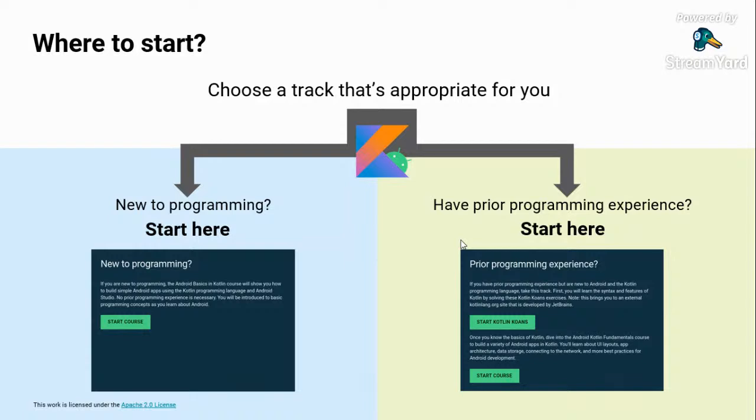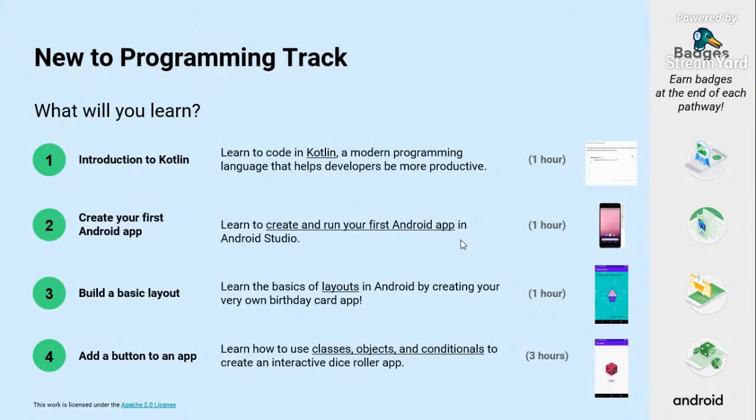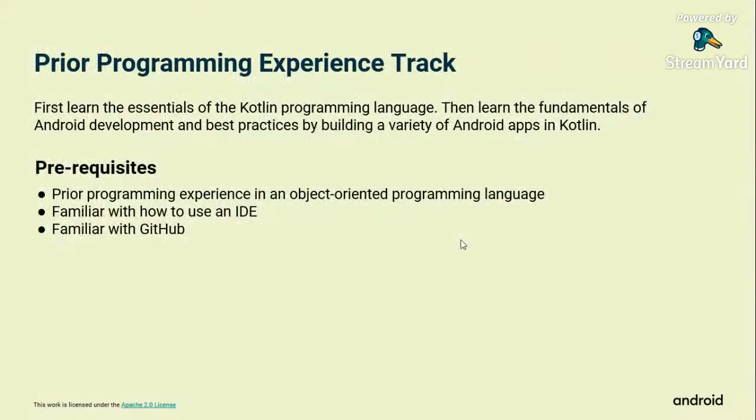For new ones who have never learned any programming language, they can start from the new to programming track. In this, we will learn what a programming language is about, the Kotlin programming language, an introduction to a programming language. Then we are creating our first Android app, and then we will be building a basic layout with buttons and many more things. And just after that we get user inputs and a scrollable list and many more things like this. We have the new to programming track.